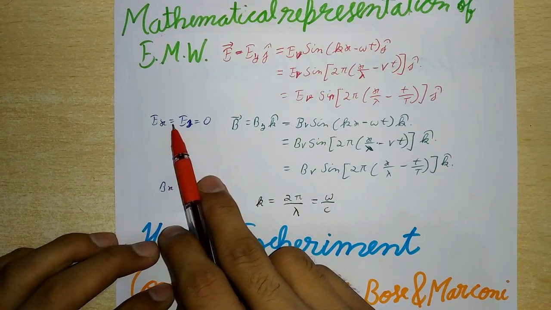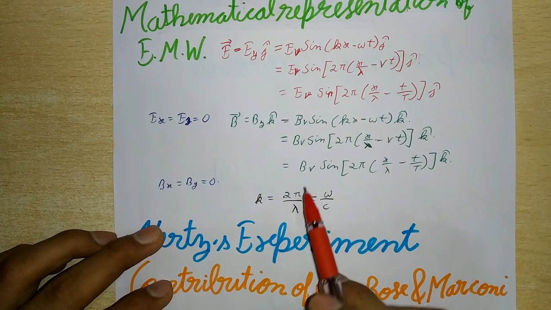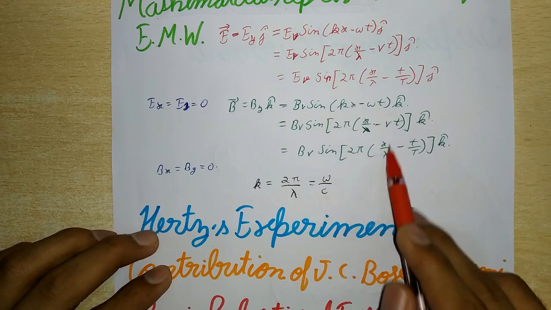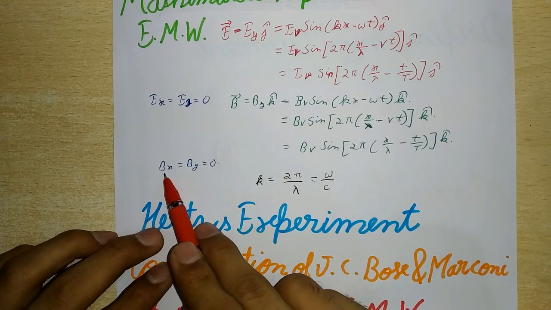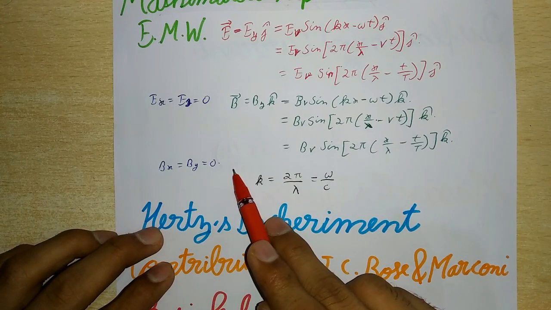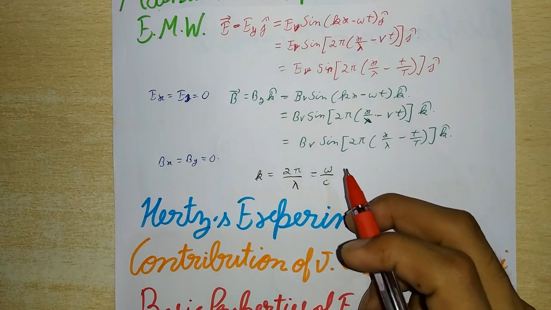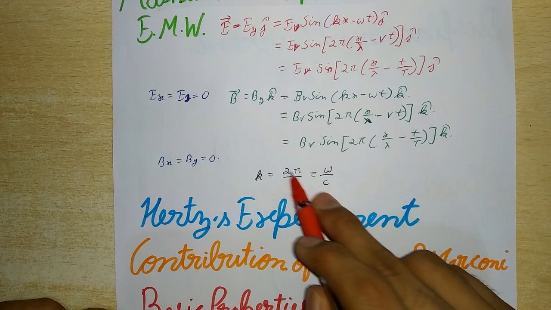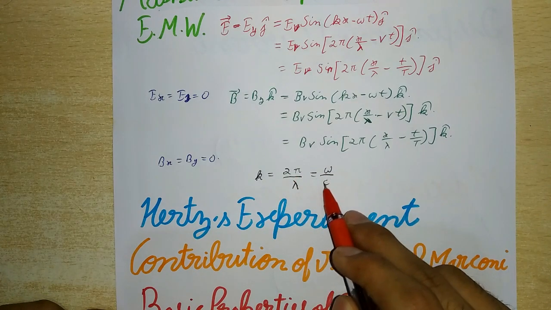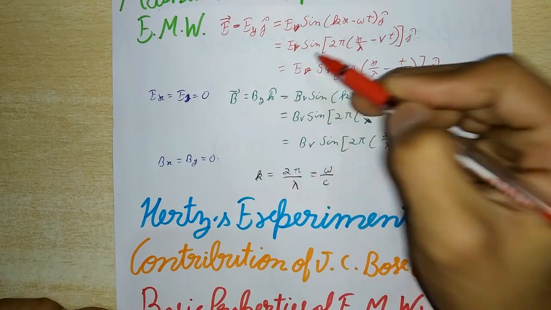And E_x equals E_z equals 0. Now the magnetic field B vector equals B_0 sin(2 pi (x by lambda minus t by T)) k cap. And here B_x equals B_y equals 0. Here B_0 and E_0 are the amplitudes of the magnetic and electric fields respectively. The propagation constant k equals 2 pi upon lambda, which equals omega by c.